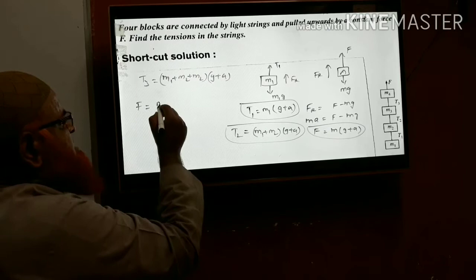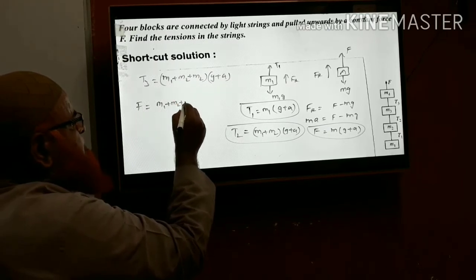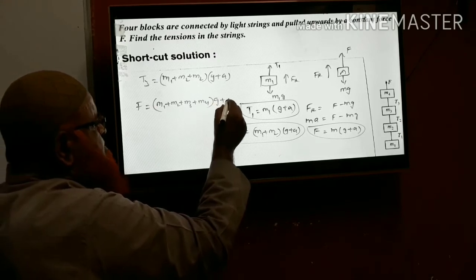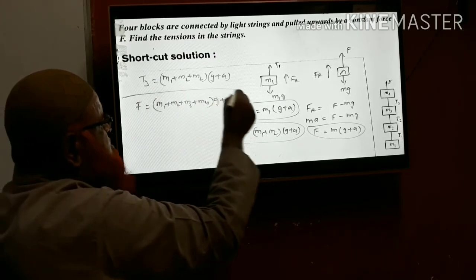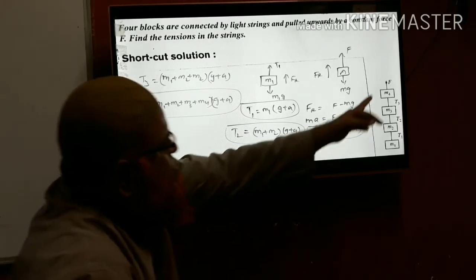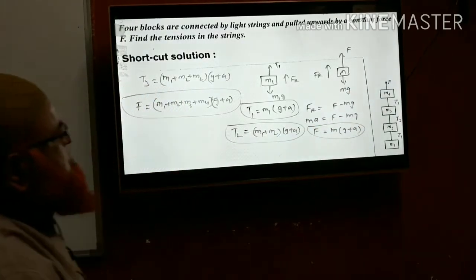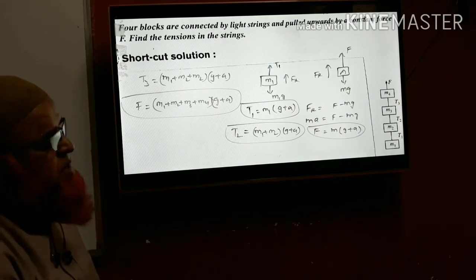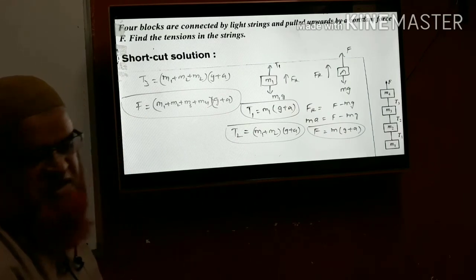The net force is nothing but m1 plus m2 plus m3 plus m4 into g plus a. So this is the formula we are going to apply here. With this formula, you can find out what are the tensions acting here. This is a simple shortcut solution for multiple block and string concepts.